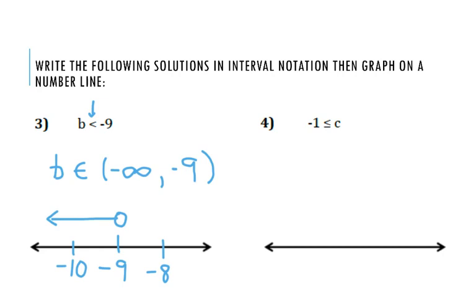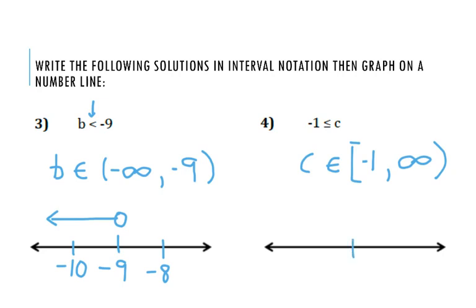Number 4, we have -1 is less than or equal to c. So c is an element from, and notice c is going to be greater than, it's pointing to the number, so -1 to positive infinity. Now I did make an error here. This is not a parenthesis. This should be a bracket on the -1 because it's a less than or equal to.